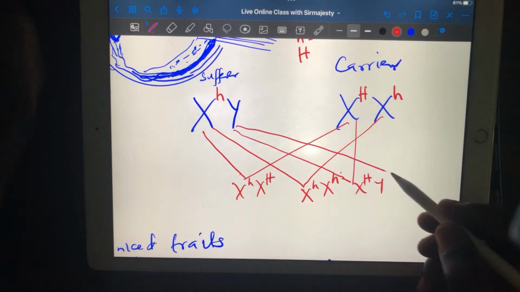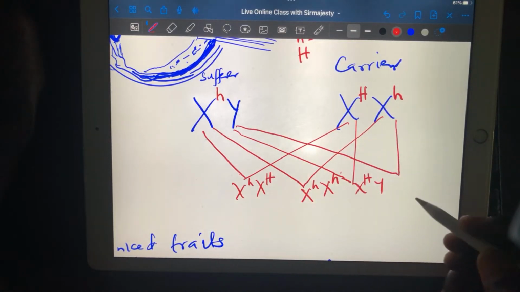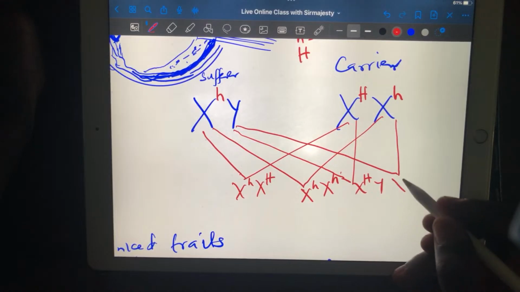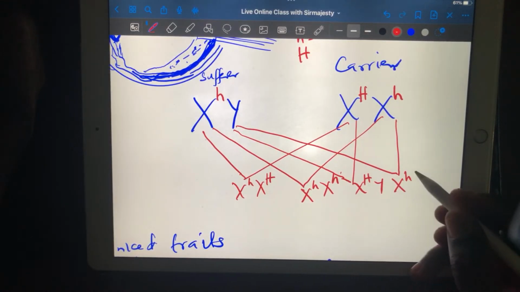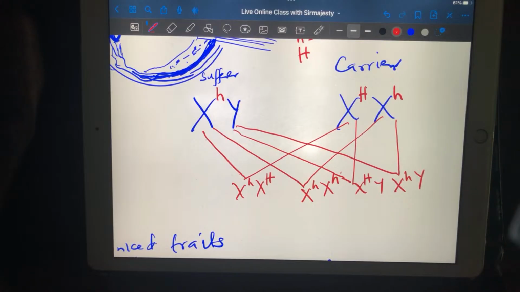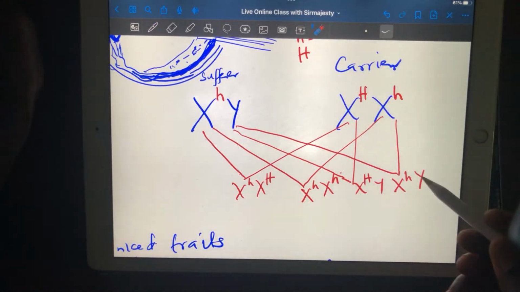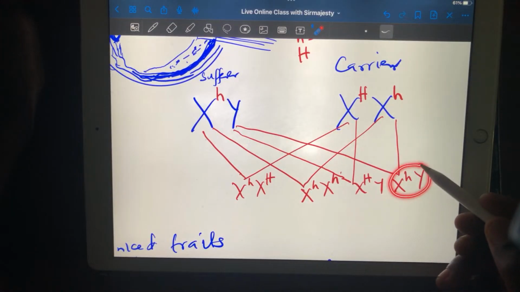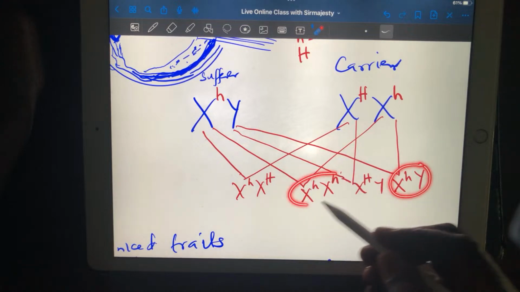So, and now what else? And finally, this young man here inherited the defective H from the mother. So this person now is a sufferer. This is a hemophilic child. This is also a hemophilic child.